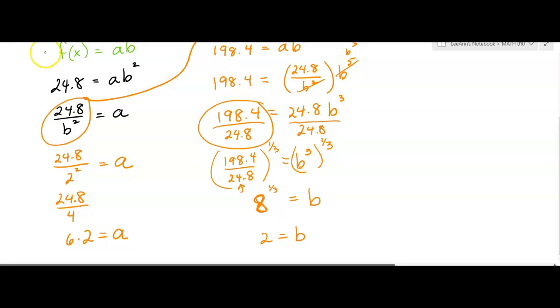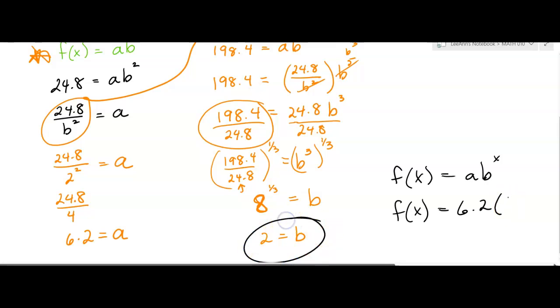Okay, so we go to our model up here that we had in green, and we're going to put in the a and b. So let me write the model. f of x equals ab to the x, so you can see the whole thing. So we're going to say f of x equals 6.2 times 2 to the x, since my b was 2.